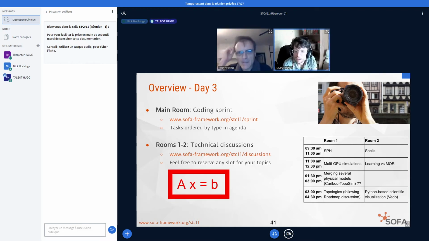Regarding the integration scheme, at the end you have to end up with a linear system that you solve, right?